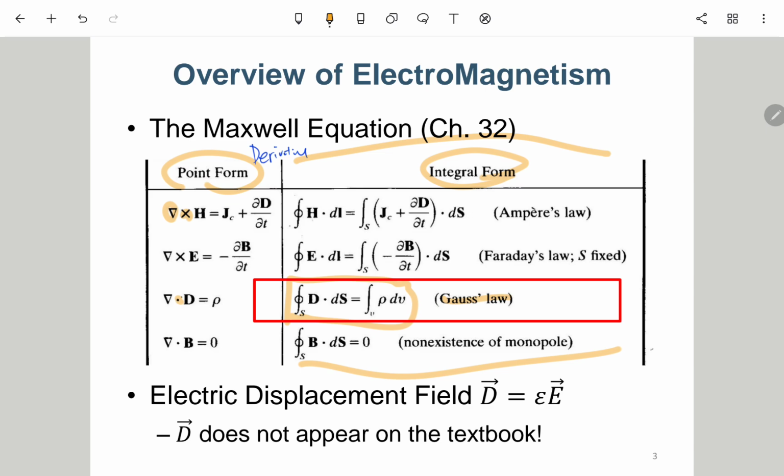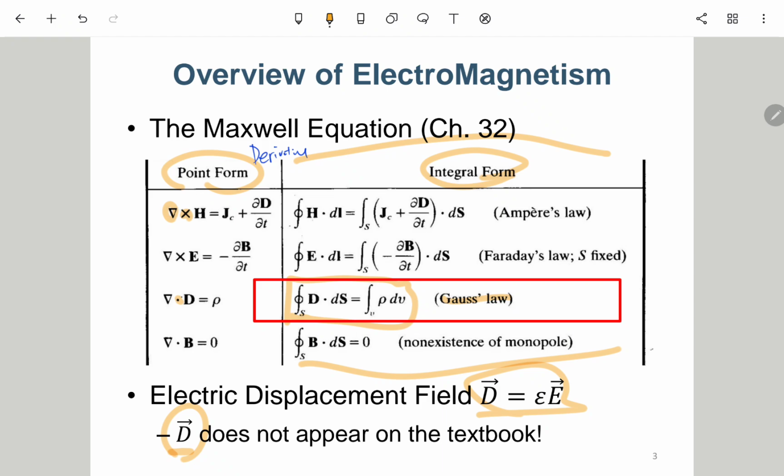Okay, so actually in this textbook it has not introduced this D vector, and this D vector is proportional to the E field. In this textbook it only mentioned the E field, so the expression of the Gauss law will be a little bit different.